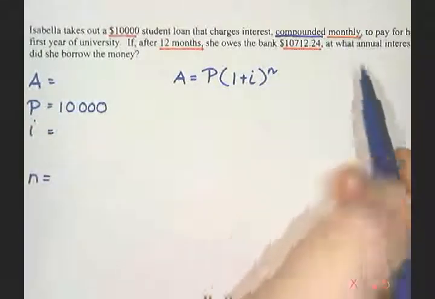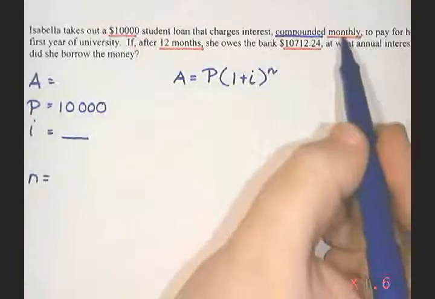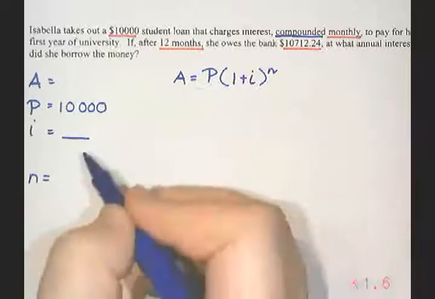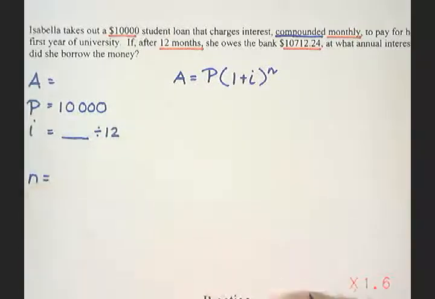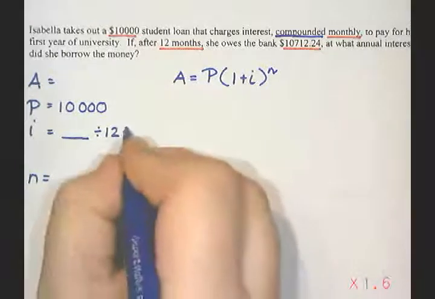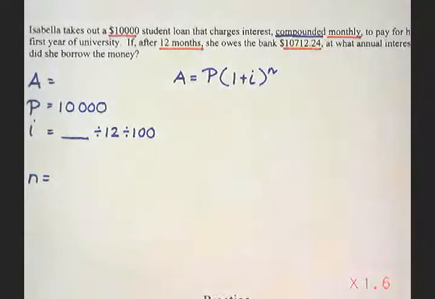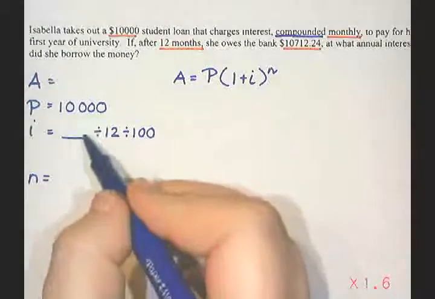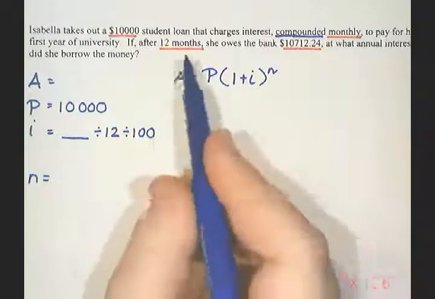We know that the interest, whatever it is, is being compounded monthly. If it's being compounded monthly, that means that the interest rate should get divided into 12 easy installments, and then that's also going to get divided by 100 to turn it into a decimal. So I don't know what this is, but whatever it was, it got divided by 12 and divided by 100.